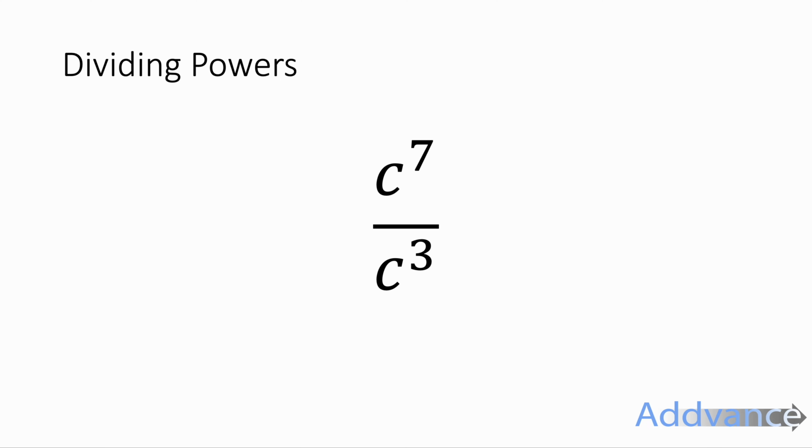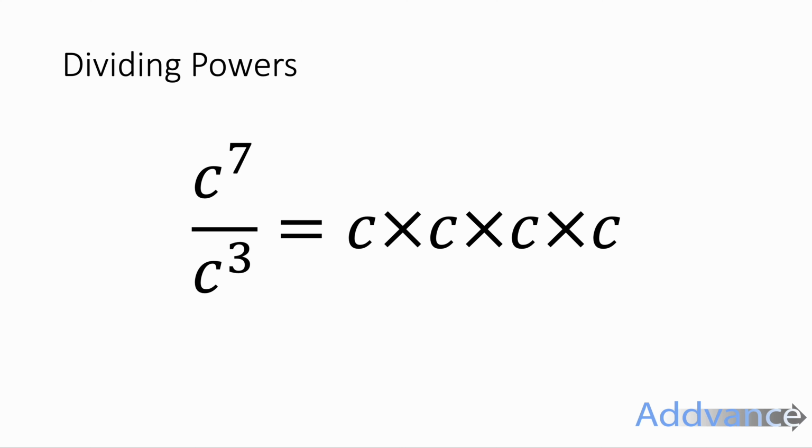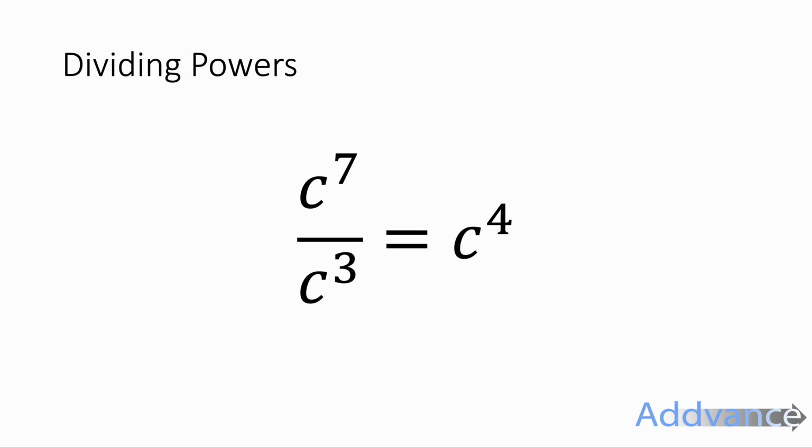Now, dividing powers is quite similar. C to the power 7 divided by c to the power 3. Let's write that out as c times by itself 7 times and c times by itself 3 times. And some of these will cancel out. So a c and a c will cancel, another c and c will cancel, and a c and c will cancel. What are we left with? 4 c's, c to the power 4. And the rule here is we are subtracting the powers. 7 minus 3 gives us c to the power 4.